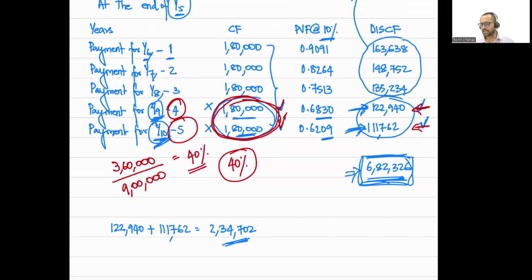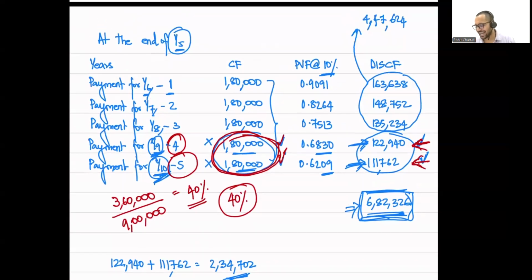But the problem is I have to derecognize in present value terms because my carrying amount is in present value terms. I have to derecognize the amounts in present value terms, and in present value terms, 122 and 111 are not 40 percentage of the discounted cash flow. 122 plus 111 will not be equal to 40% of discounted cash flow. The proportion will obviously be different.